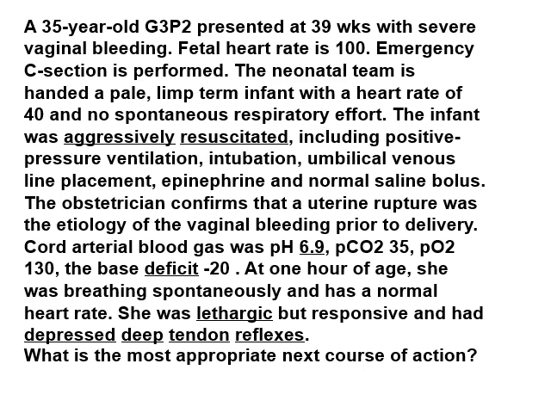The infant was aggressively resuscitated, including of course positive pressure ventilation, intubation, and umbilical venous line placement, through which epinephrine and normal saline boluses were given. Uterine inertia was the etiology of the vaginal bleeding prior to delivery, according to the obstetrician. The cord blood gas showed a very low pH of 6.9 and a very low bicarbonate, with a base deficit of -20.